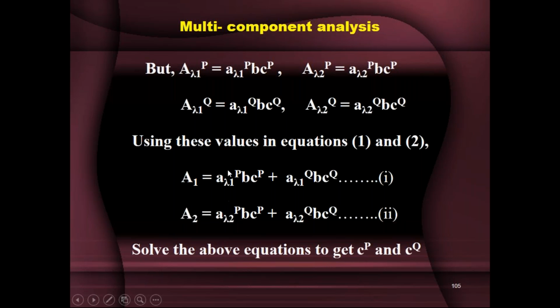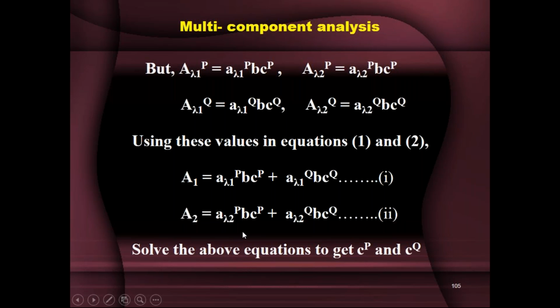Why? Because you see in these equations, this part, A lambda 1 P, we have found from the slope. This is a known quantity to you. This is also the slope of another curve. This is the slope of the fourth curve, and this is the slope of the second curve. So all the slopes you have already determined. A1 and A2 you have measured. This is the absorbance of the sample at lambda 1 and the absorbance of the sample at lambda 2, measured with your instrument. So these are all known.